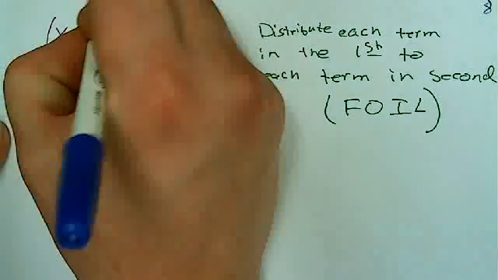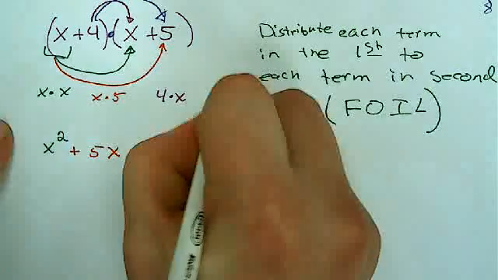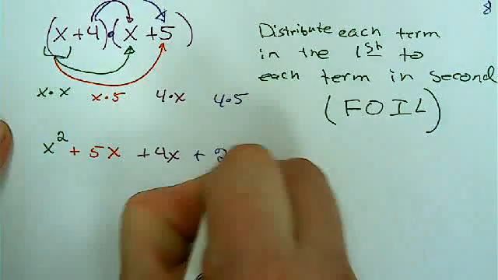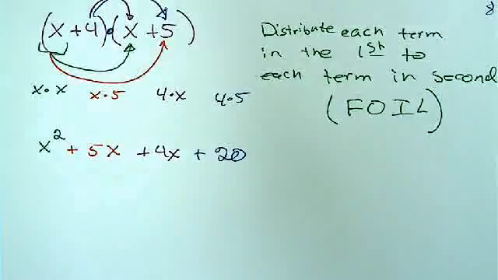Wait, so it would be 20 after that? Yeah. 4 times 5 is now going to be 20. Now you're done? No, you have to group the x.